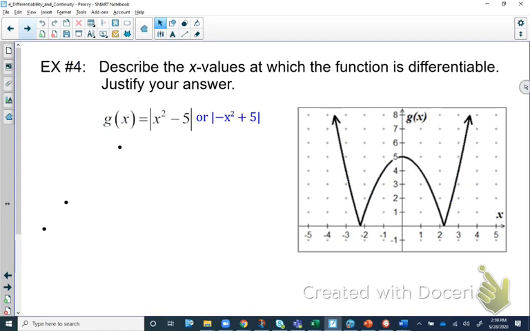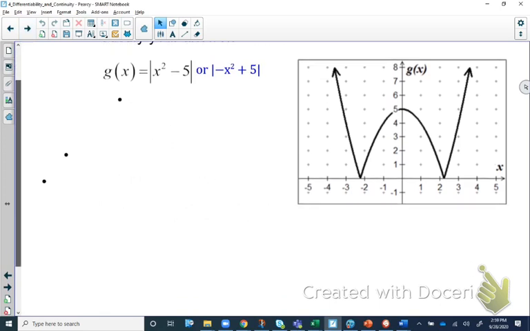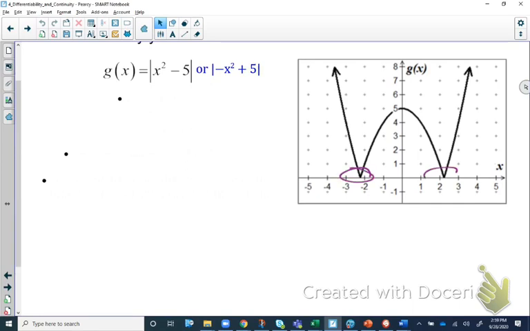So here, describe the x values at which the function is differentiable and justify your answers. Now looking at it, just looking at the graph, we should not be differentiable wherever we have a corner or a cusp. So looking at it straight away, right here and right here, I should not be differentiable. So I need to be able to find out, well, what are those values?